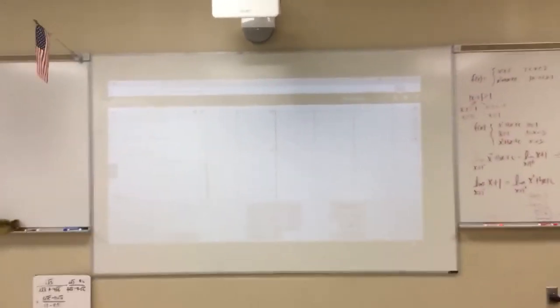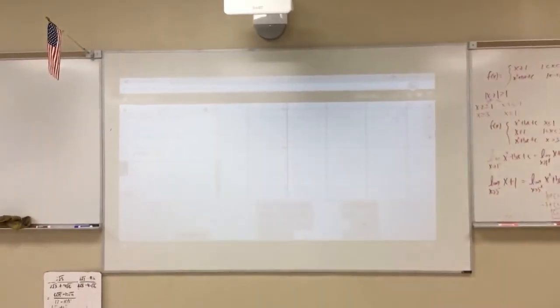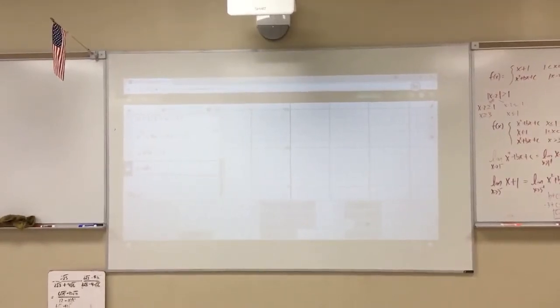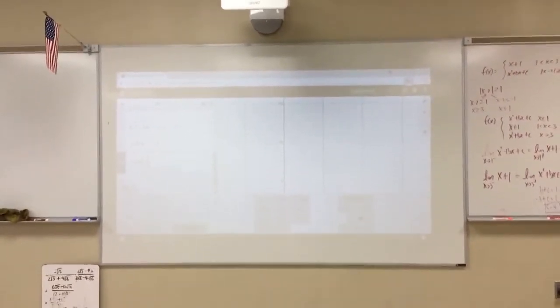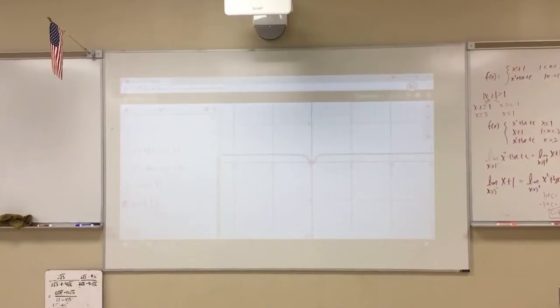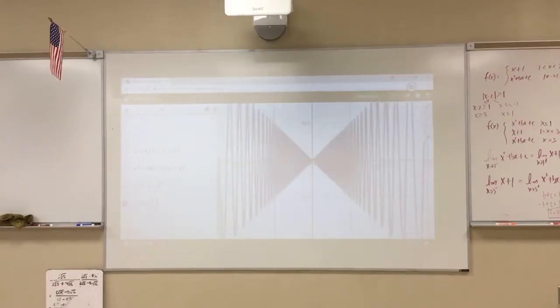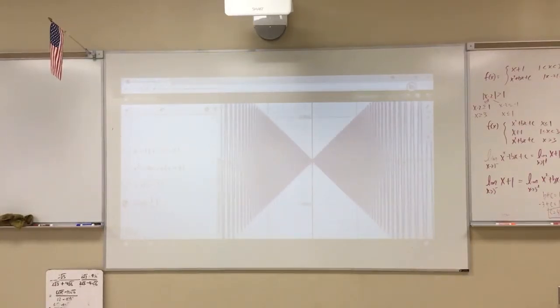So what happens if I have x sine of 1 over x? Yo, this is really trippy. It now looks like a 3D hallway. But it's squeezed between +1 and -1. It's squeezed so much because that x becomes there, so it's squeezed.